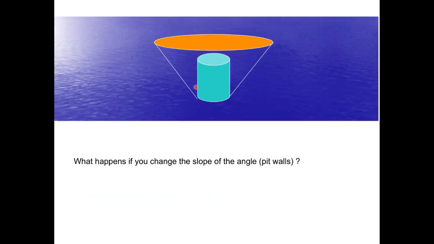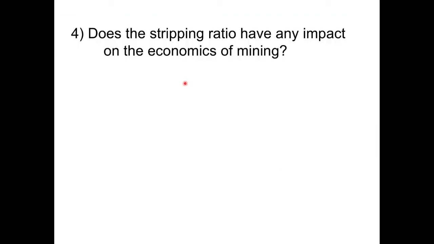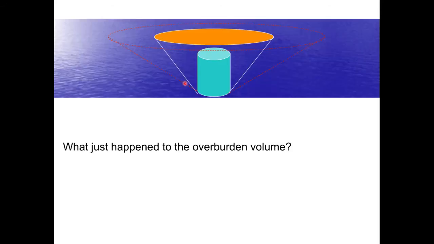So here's a question. This is the same schematic I showed the last couple of slides. What happens if you change the slope of the angle of the pit walls? So imagine here we've got this white line which simulates simplistically the pit walls, meaning we have an open pit that we're excavating. What happens if you change the slope? Does the stripping ratio have any impact on the economics of mining? Absolutely. I've answered that one for you. So as the stripping ratio increases, the cost of mining increases.